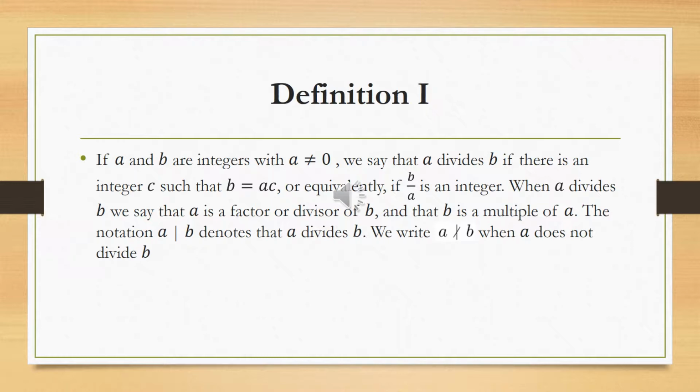We also say a does not divide b. With this slanted line, something that looks like an X, notation, this symbol means a does not divide b.